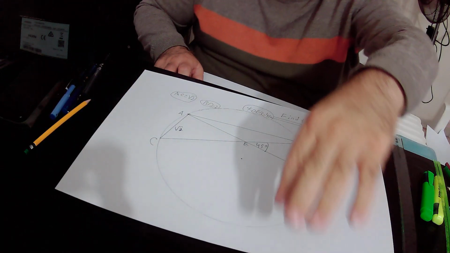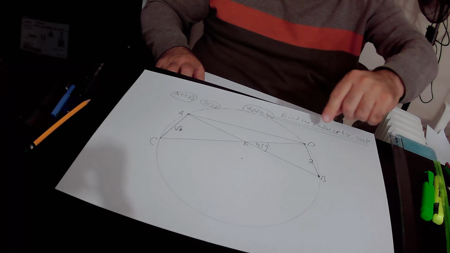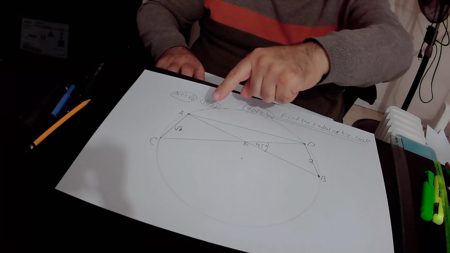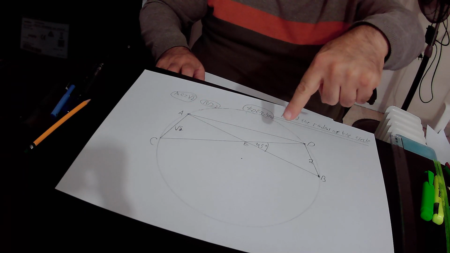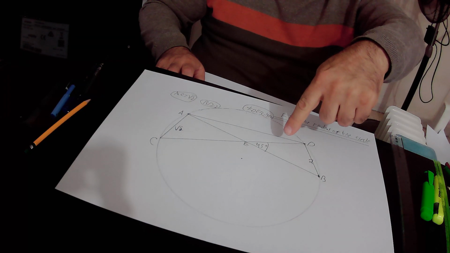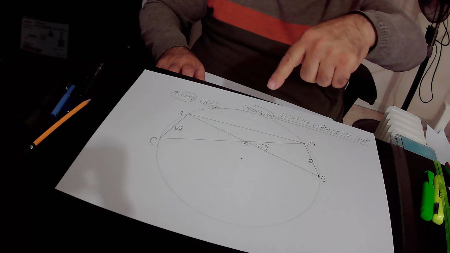Now, in this lecture, we find out the radius of the circle. In the drawing, we have a circle. Inside the circle, we have chord BD that is equal to 2 units. Chord AC equals square root of 2 units. And this angle DEB equals 45 degrees. And our mission is to find out the radius of this circle.